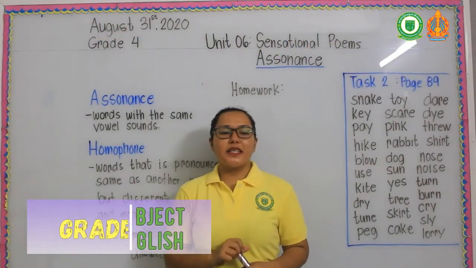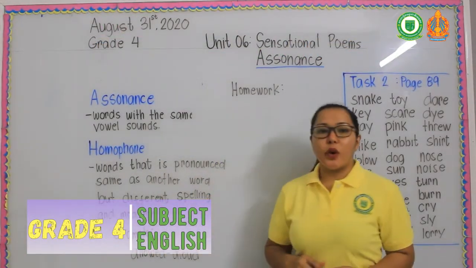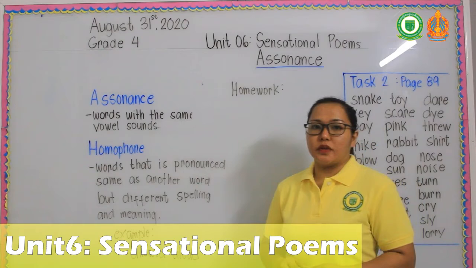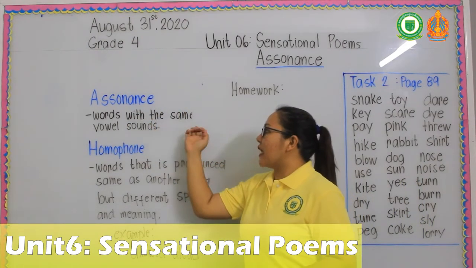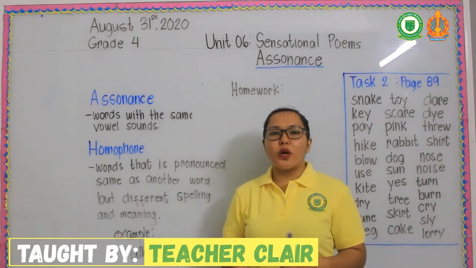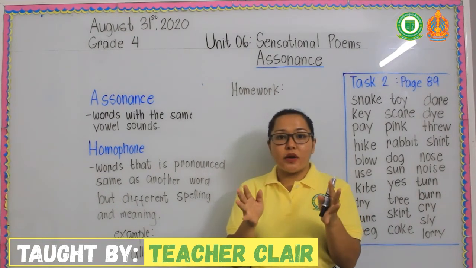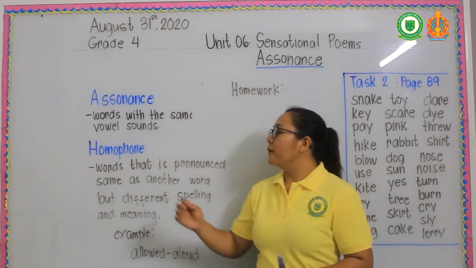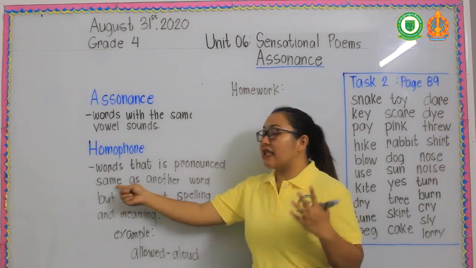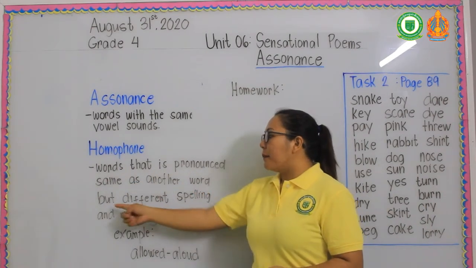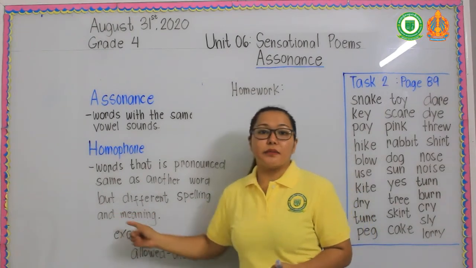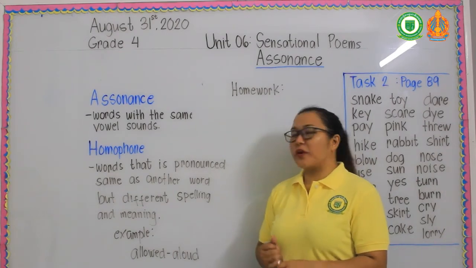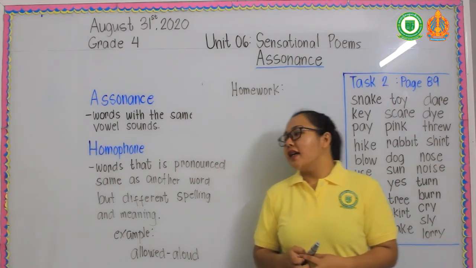Okay, I'm back, everyone. It's time for homework. But before I give you your homework, I want to discuss very quick about homophone. Okay, so assonance: words with the same vowel sounds. It's more on the repetition of this vowel sound in phrases and sentences. However, when we say homophone, words that are pronounced the same as another word but have different spelling and meaning. Okay, it's about the pronunciation of the word.